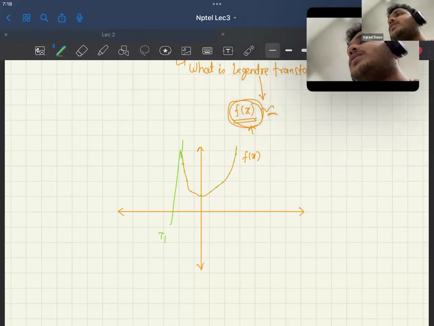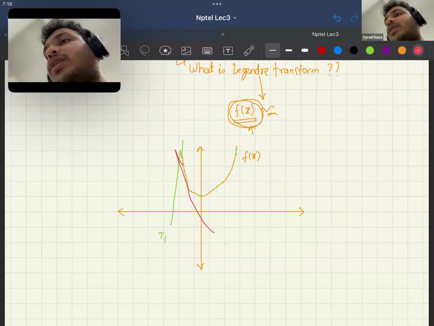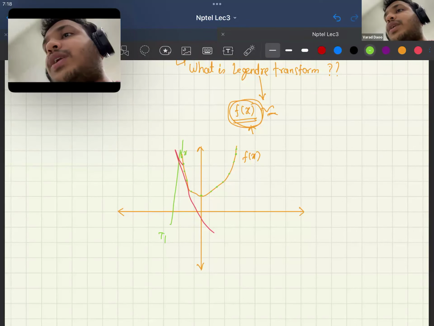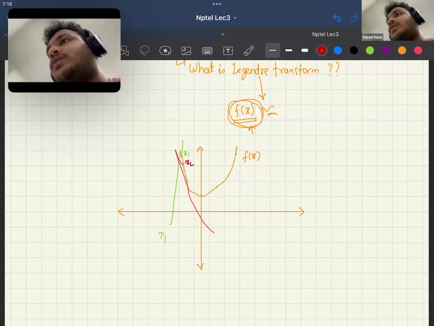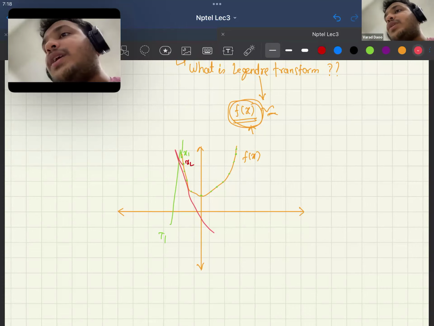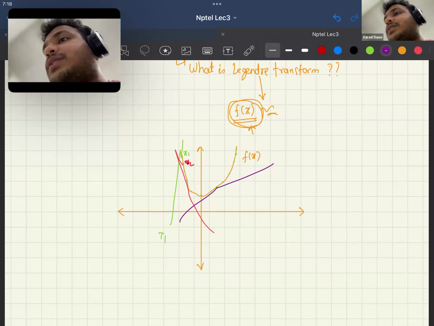Let's say this is tangent one. Then let me say this is tangent two drawn at this point. So this is point x1. This is point x2, right? Sorry, yeah, this is point x2. And this is point x2. Let's say this is point x3.